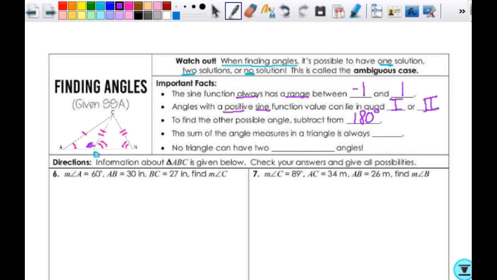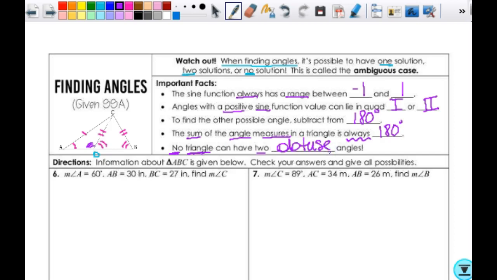The sum of the angle measures in a triangle is always, now, always when it's a Euclidean triangle, if you remember for a spherical triangle, it wasn't this, but it's always 180, something we need to know for this. And no triangle can have two obtuse angles. Not possible.